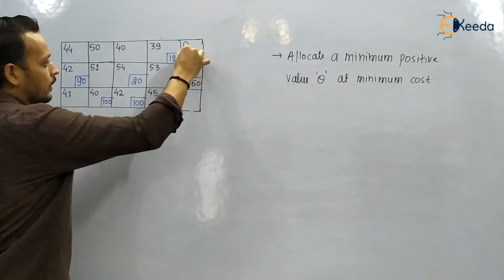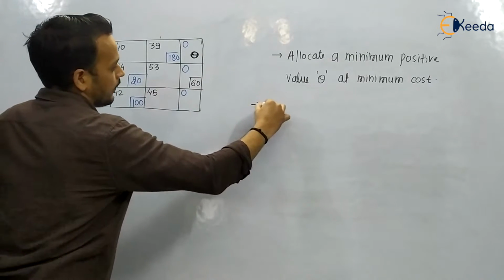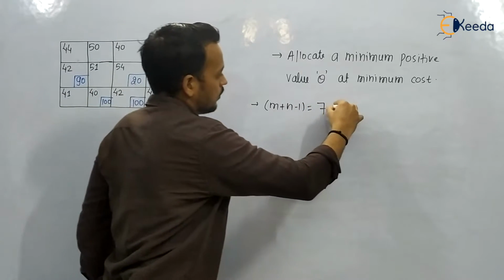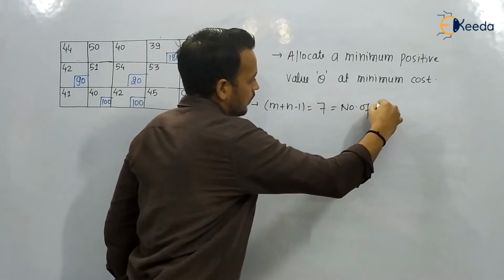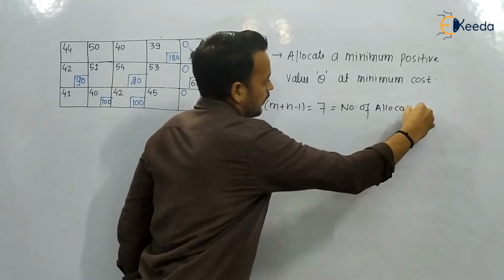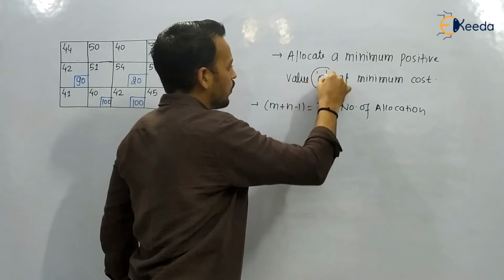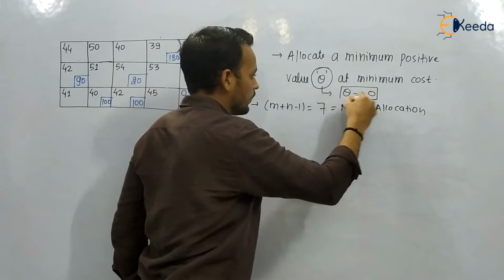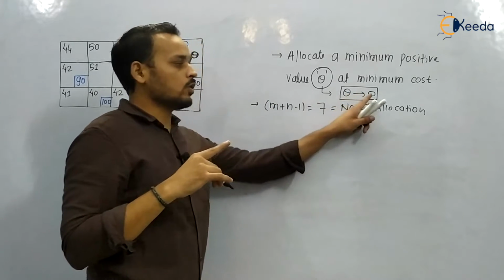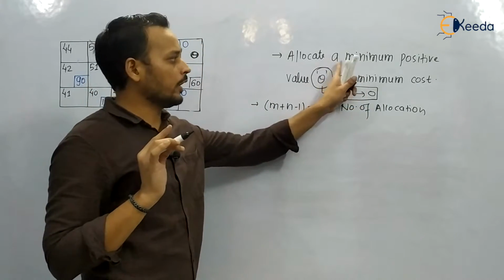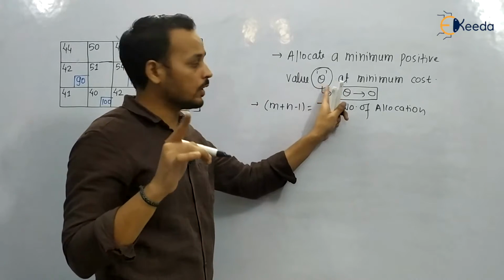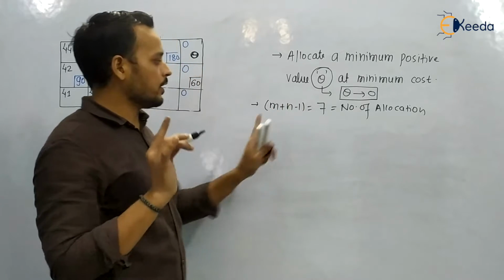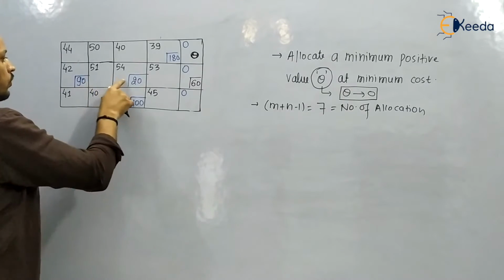Now you can see we can check m plus n minus 1 is 7, and this is equal to the number of allocations. This is the minimum positive value, which means theta is tending to 0. At last we will put theta equal to 0. Theta is a minimum positive value, it means theta is tending to 0. Now the number of allocations is equal to m plus n minus 1. You can see 1 2 3 4 5 6 7.